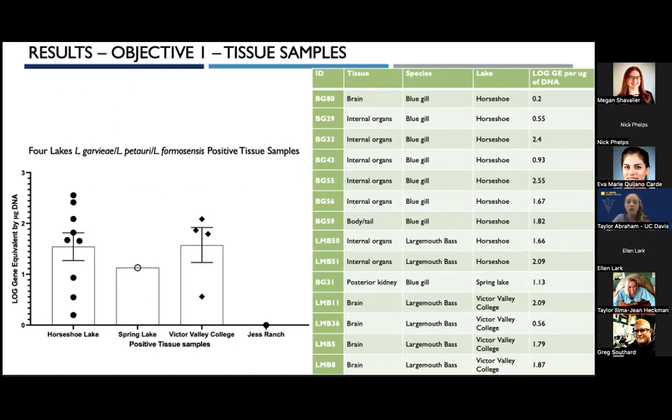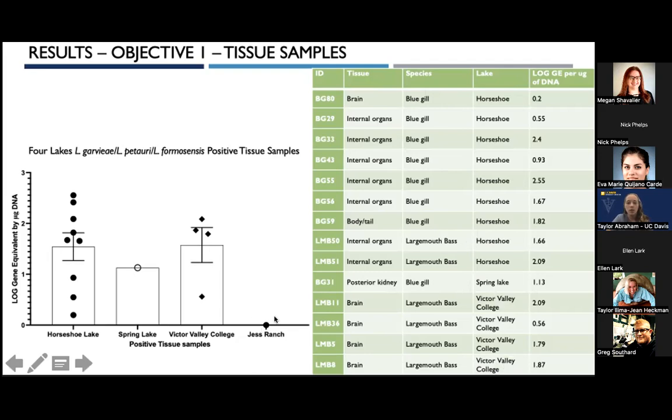Through our qPCR test, we did detect Lactococcus species in 14 fish, and these were 8 bluegills and 6 largemouth bass, and they are from 3 of the 4 lakes. So as you can see here, we have most of our bluegills coming from Horseshoe Lake, and then 1 from Spring Valley Lake, and then largemouth bass also from Horseshoe Lake and Victor Valley College Lake.